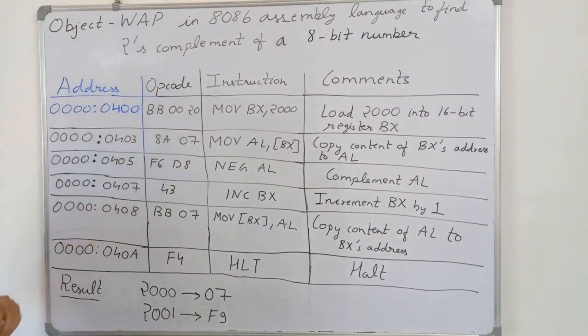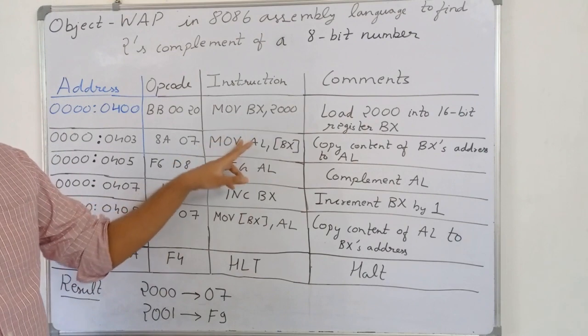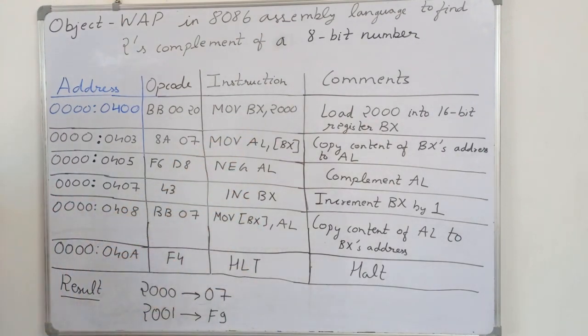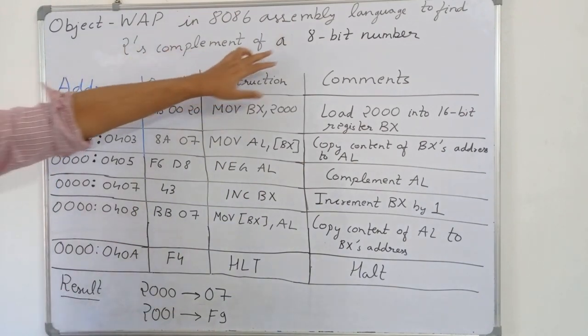So this is the program. We are using six instructions here, and these four instructions will give us the 2's complement of an 8-bit number.